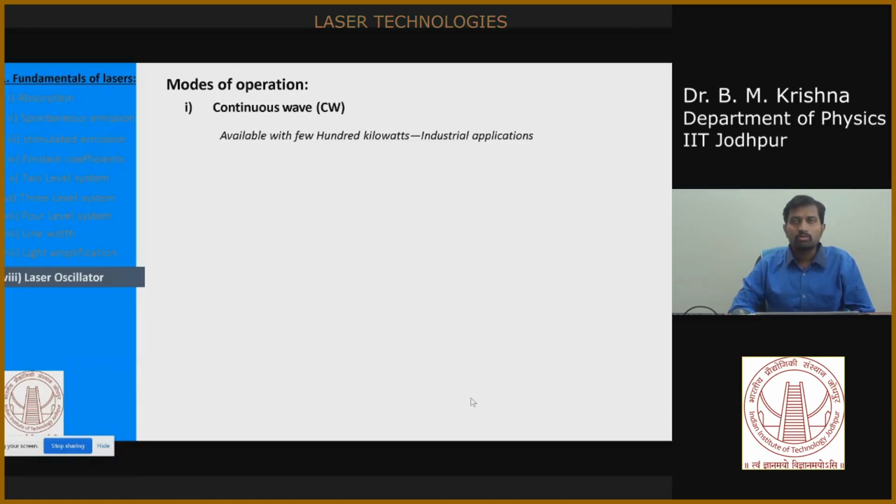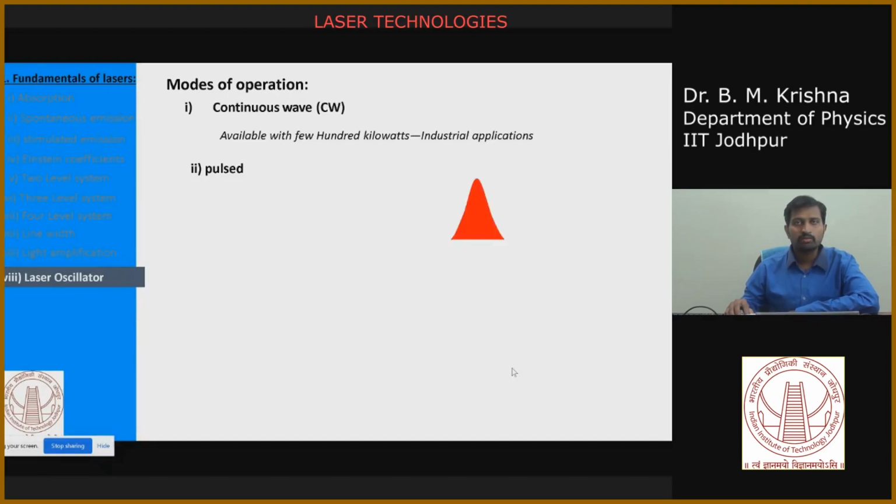Now we have CW lasers available up to a few hundreds of kilowatts. That is huge power, which can generally be used for industrial applications. The other mode of operation of the laser is the pulse laser.